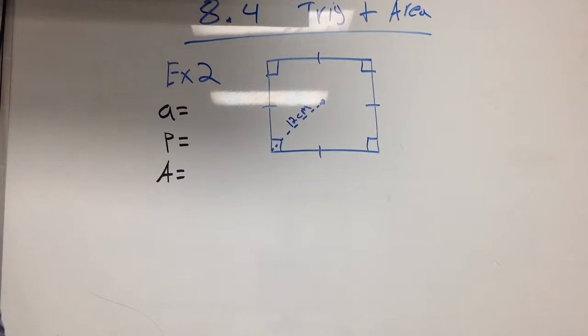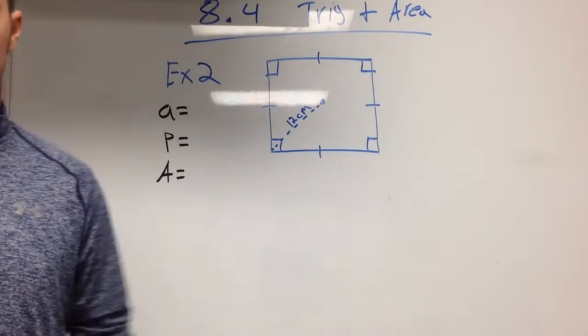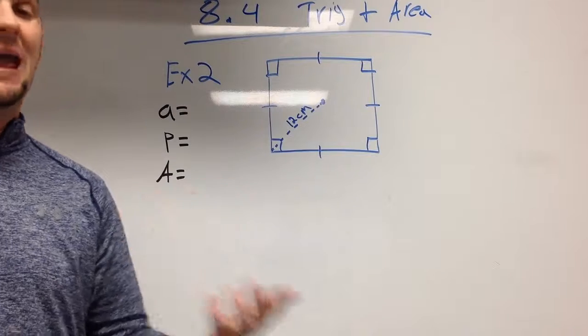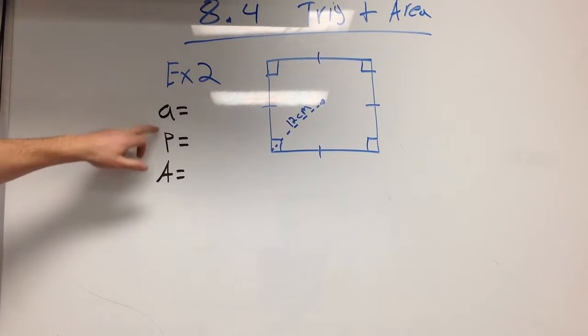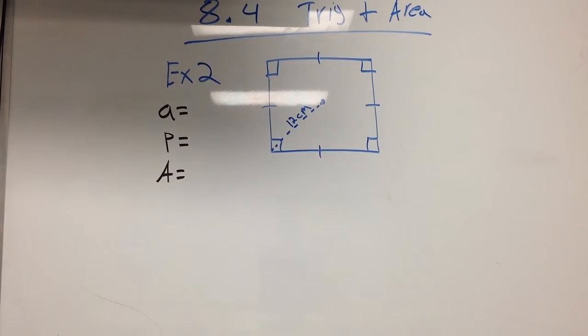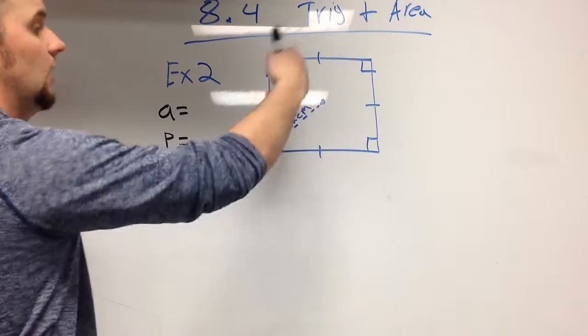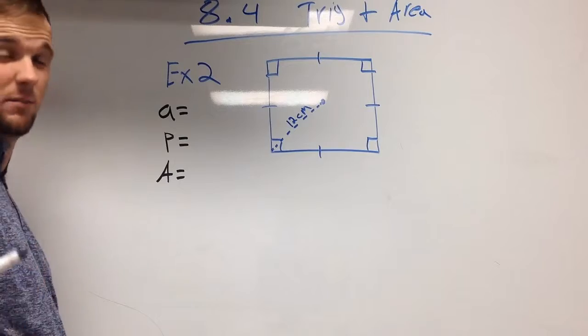Alright guys, so now looking at example number 2. Example number 2 says we need to find the apothem for the square below, then we need to find the perimeter and the area. So we're finding the apothem, the perimeter, and the area. Right now if you look, this is a regular polygon because all the sides are congruent and all the angles are congruent. So it makes it a regular polygon.